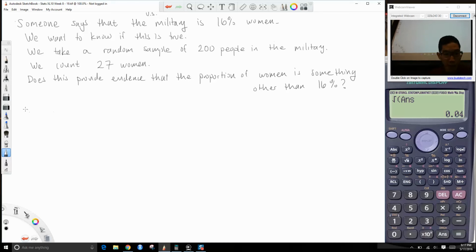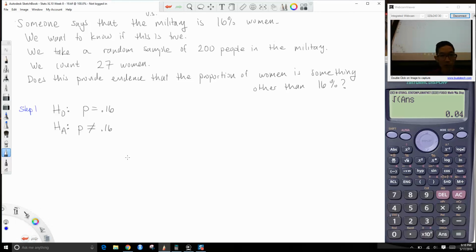All right, so our null hypothesis. If you want me to label the steps, Step 1, create our hypotheses. We are expecting the proportion P to be 0.16. And then the alternative: does this provide evidence that the proportion is something other than 16%? So we're going with P is not equal to 16%, because the question doesn't say more than 16% or less than 16%. It just says something other than 16%, okay? Is that okay for step 1?